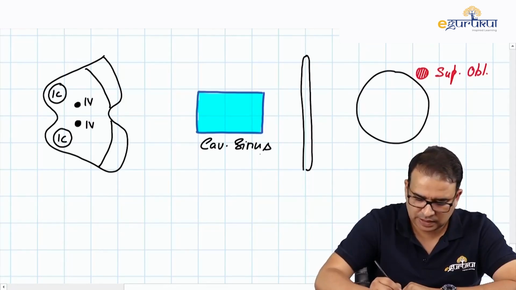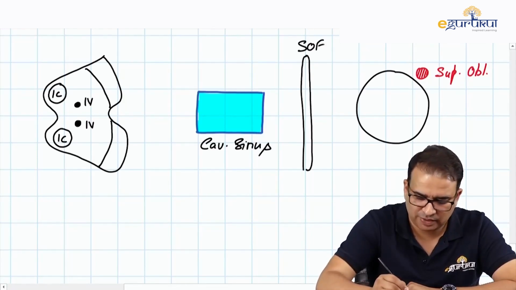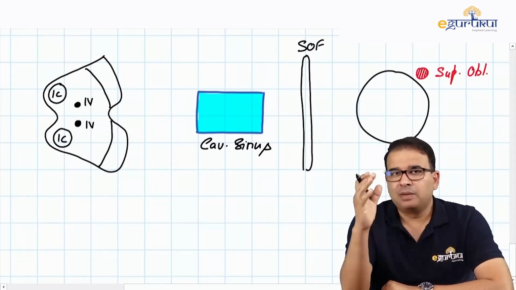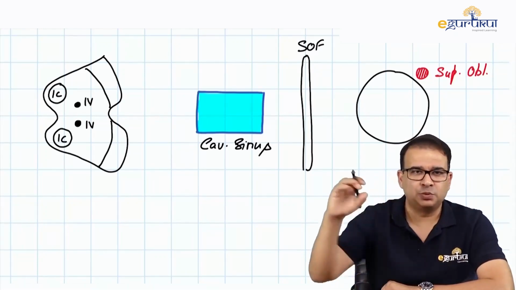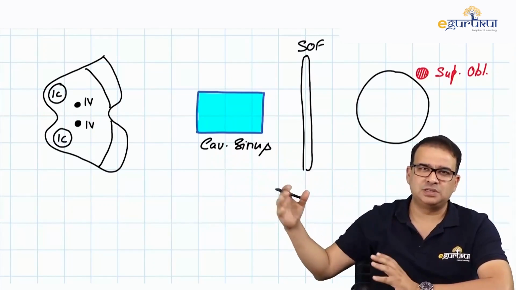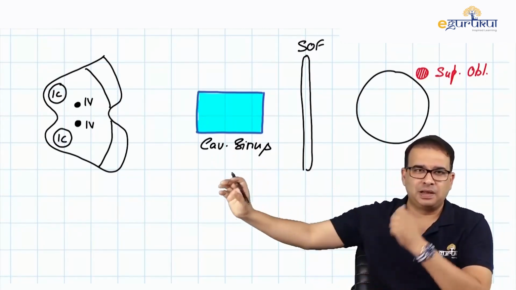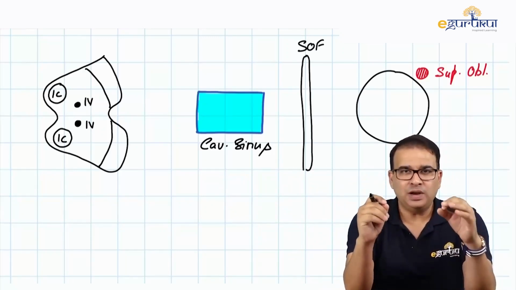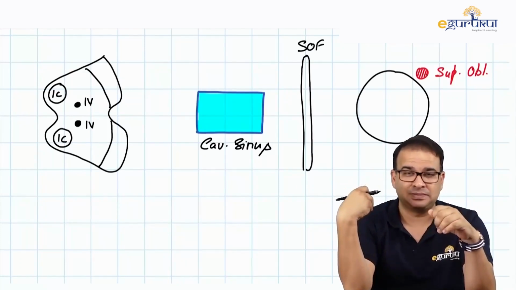Here's cavernous sinus, and that is, once again, SOF, I'm writing for superior orbital fissure. See, everything important about the fourth nerve is to be seen in the beginning only. The majority of the questions which are worth asking are there in the beginning part. First of all, the fourth or trochlear is the only nerve which is coming from the dorsal aspect of the brainstem.